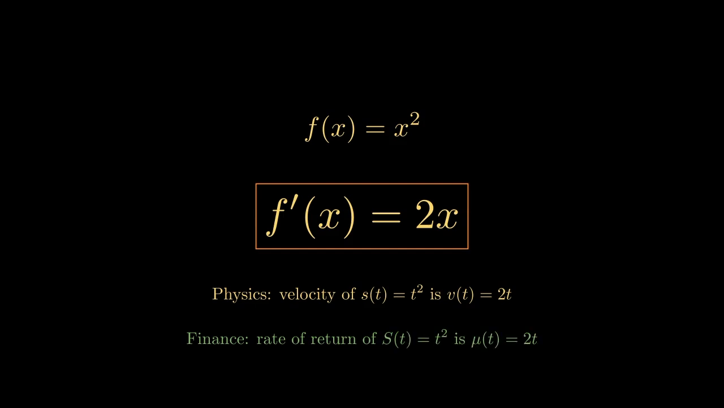In physics, if your position is t², your velocity is 2t. In finance, if your asset price follows t², your instantaneous rate of return is 2t. Same calculation. Two completely different meanings.